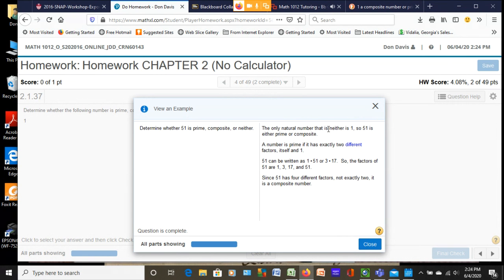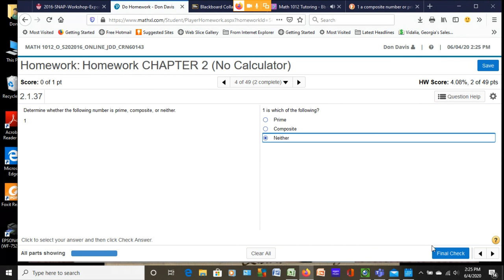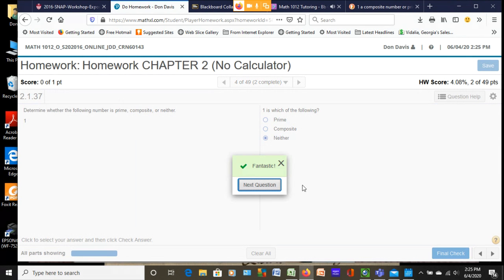0 is the same case. Now you might say to yourself, well, wait a minute, 1 times 0 is 0. But generally we classify both 1 and 0 as neithers. So in this particular example, determine whether the following number is prime, composite, or neither. Okay, it's going to be a neither. And we only got one final check here. I'm pretty sure that's what they want.